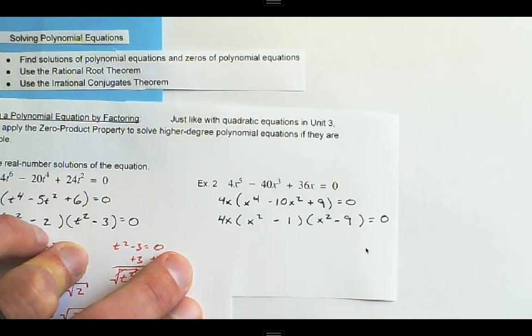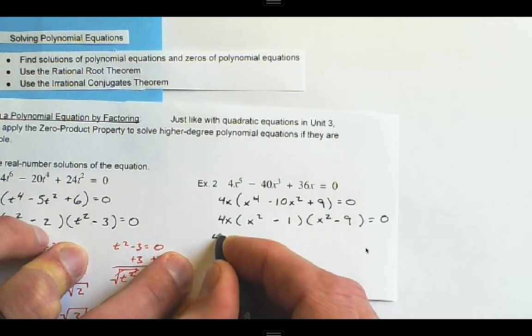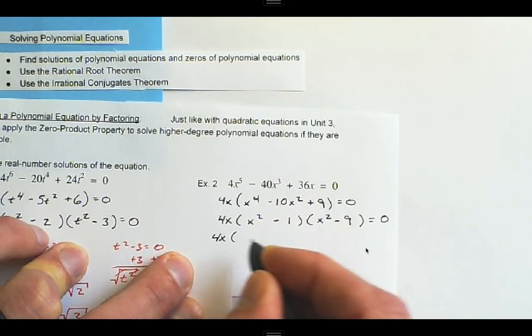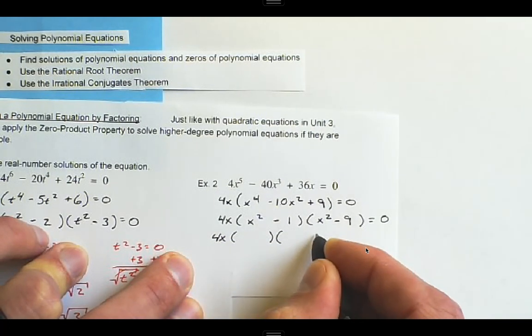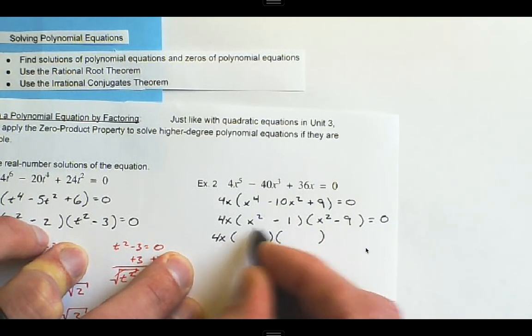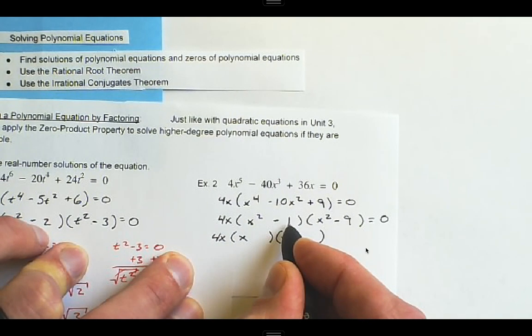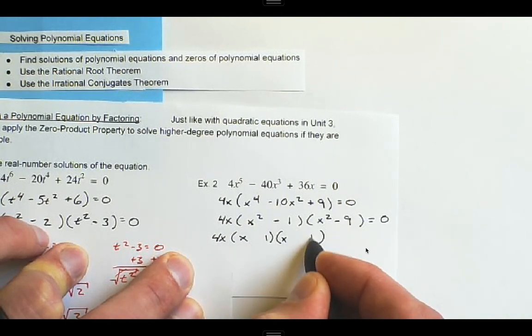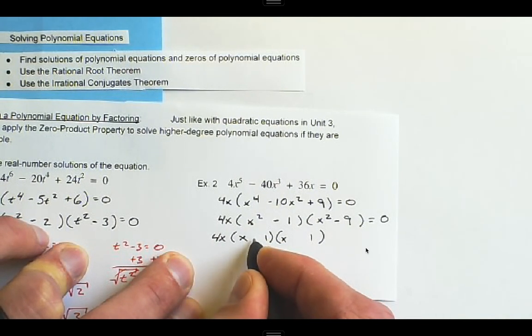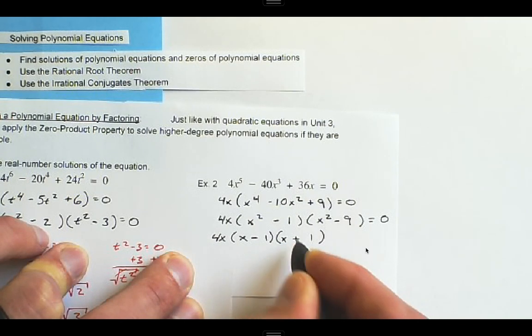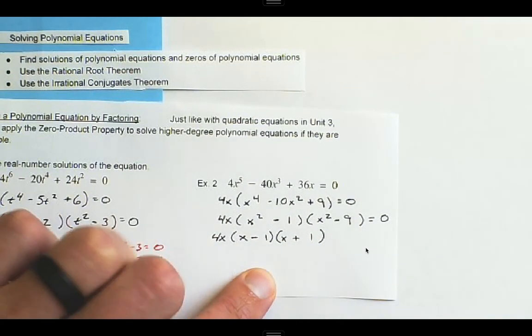And now we should be able to see that we have a difference of perfect squares both here and here. And so we can factor this again, and we get 4x. And we know that difference of perfect squares says we take the square root of x squared, which is x, and we take the square root of 1, which is 1, and then we have to use the conjugate pair, so we have a minus sign and a plus sign.